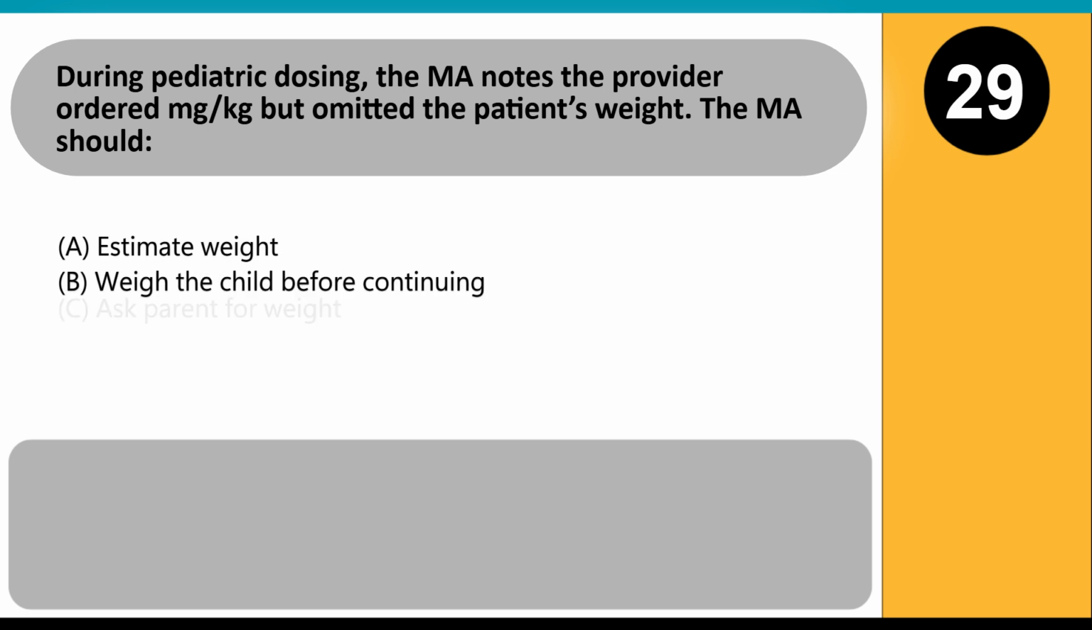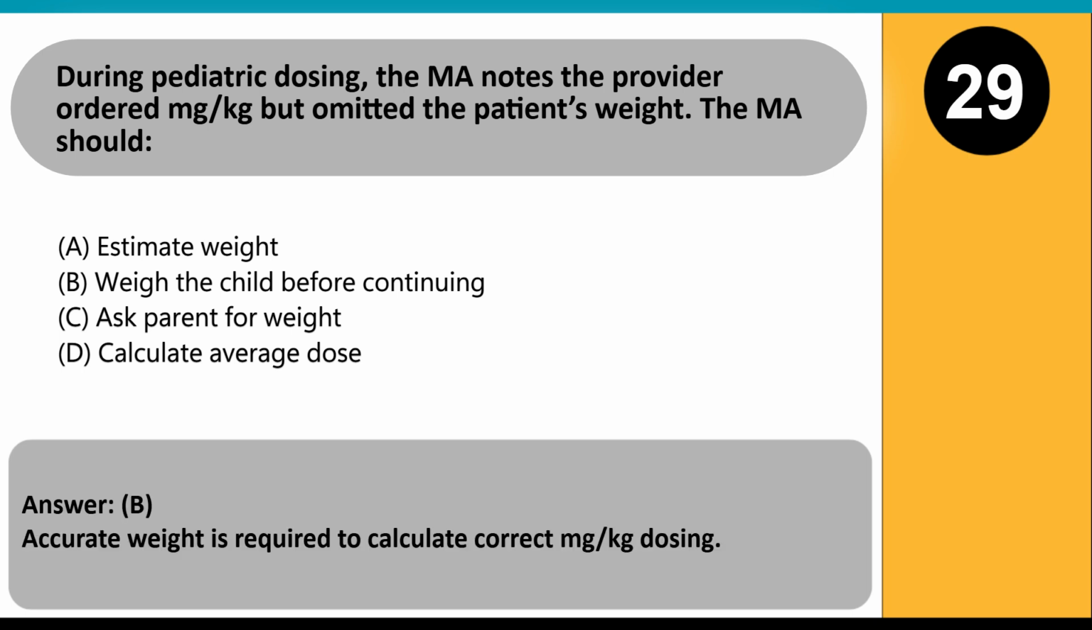During pediatric dosing, the MA notes the provider ordered mg/kg but omitted the patient's weight. The MA should: A. Estimate weight. B. Weigh the child before continuing. C. Ask parent for weight. D. Calculate average dose. Answer B. Accurate weight is required to calculate correct mg/kg dosing.